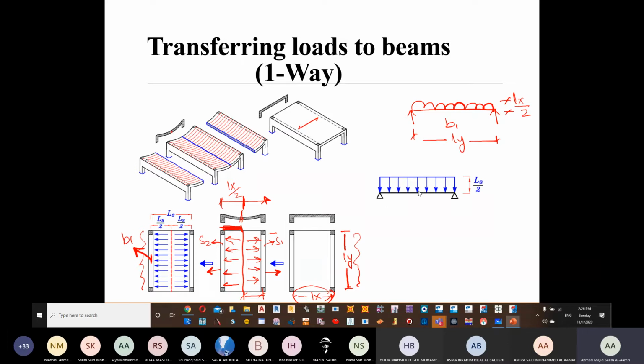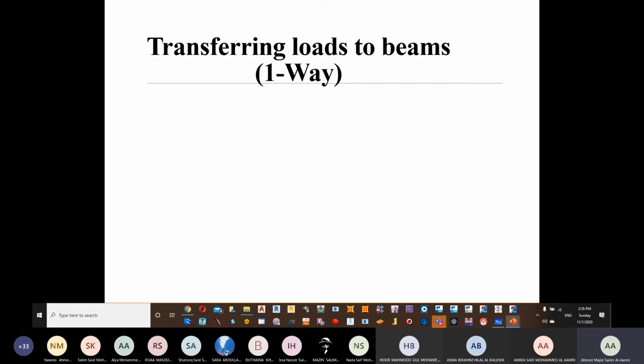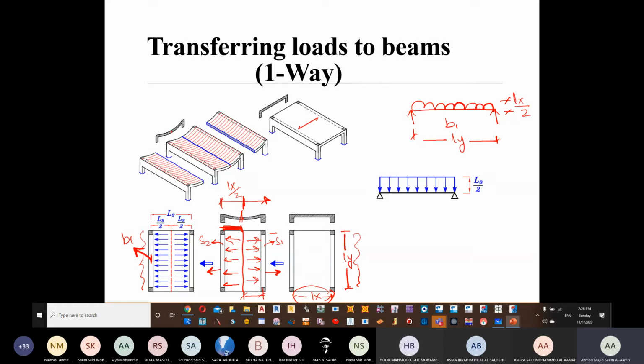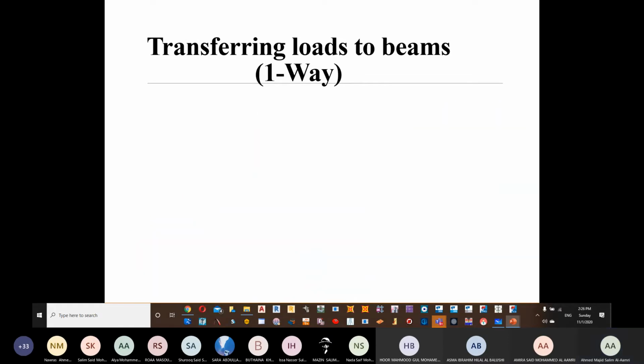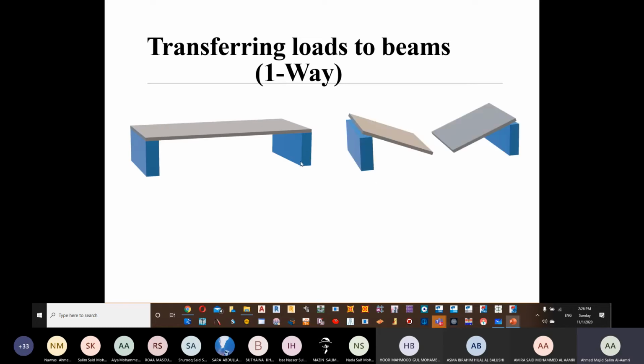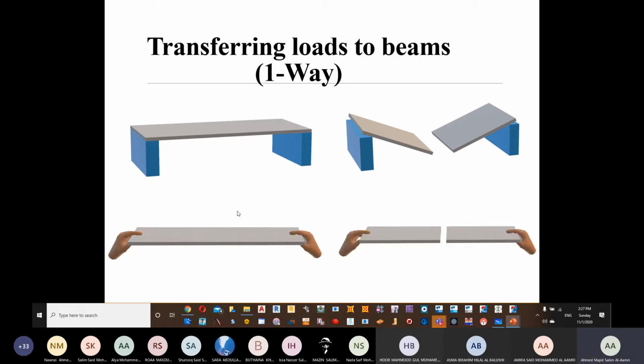So this is how the loading is going to come to the beam in the case of a one-way slab with 2 beams only. Now, showing you how the behavior is going to happen: half of the slab will be taken by the first support, and the other half is going to go to the second support. This is the example of the paper that I have given you. If you remember pulling it from both sides, you are going to get half here and half there.